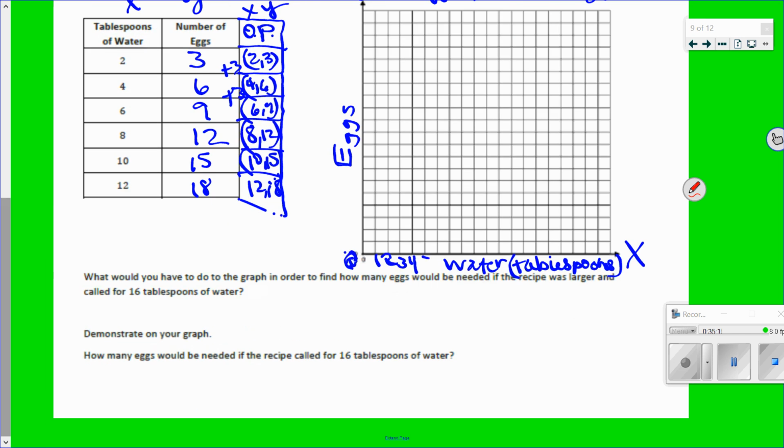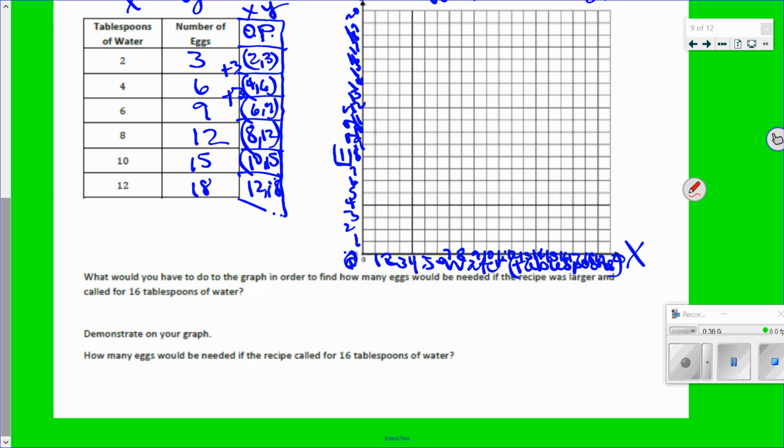1, 2, 3, 4, 5, 6, 7. We're labeling by ones, guys. Hey guys, while she's doing that, I've seen a lot of people not putting parentheses around your ordered pair. Remember, by definition, an ordered pair has parentheses around it. You go all the way up to 12. Okay, we're going by ones, guys.